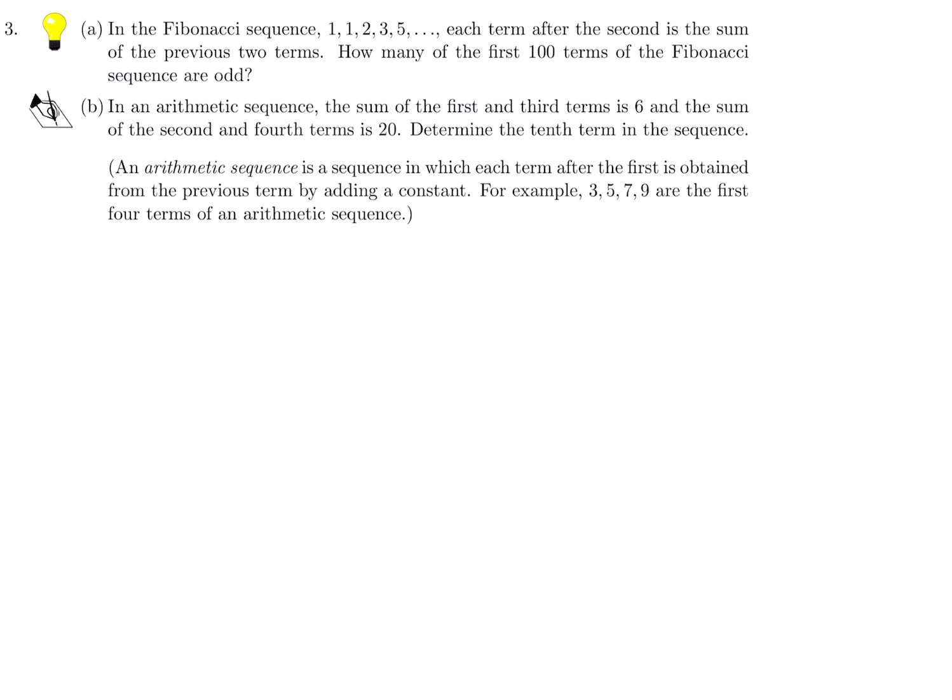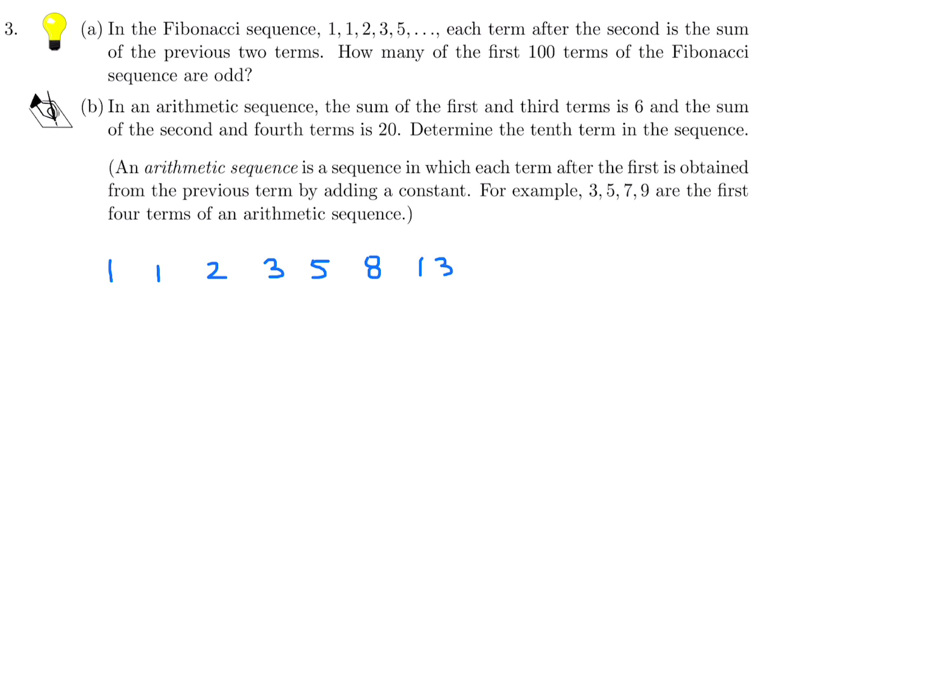In the Fibonacci sequence 1, 1, 2, 3, 5, each term after the second is the sum of the previous two terms. How many of the first 100 terms of the Fibonacci sequence are odd? Well, let's write out a whole bunch of them and see what kind of pattern we get. So the first 5 are given, and then of course we just use the same rule that every term is the sum of the previous two.